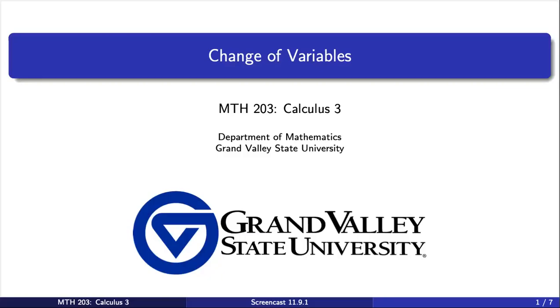Hello, and welcome to this screencast on section 11.9, Change of Variables. When we switch between Cartesian coordinates and polar coordinates for double integrals, or between Cartesian, cylindrical, and/or spherical coordinates for triple integrals, we're using a change of variables with a specific set of substitutions.